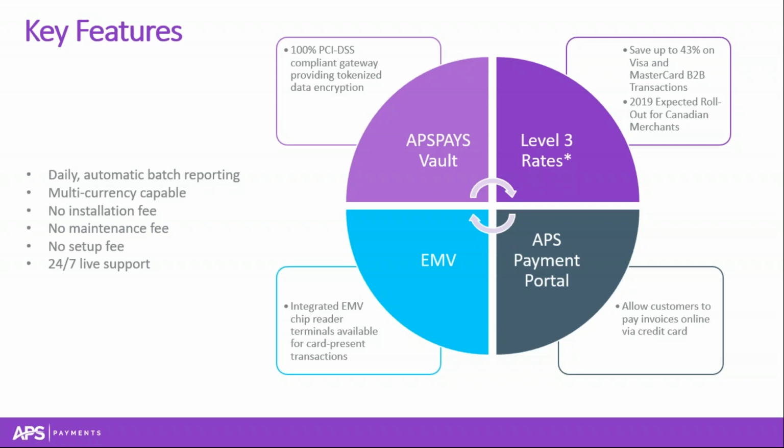We provide a 100% PCI compliant gateway, which provides merchants with tokenized data encryption. We are the only Sage 300 integrated solution that can automatically remit Level 3 data back to Visa and MasterCard, meaning that if you didn't have that automation, you would actually be sitting there manually coding those 16 different data points, which can be very time consuming just for that cost savings. APS automates that.